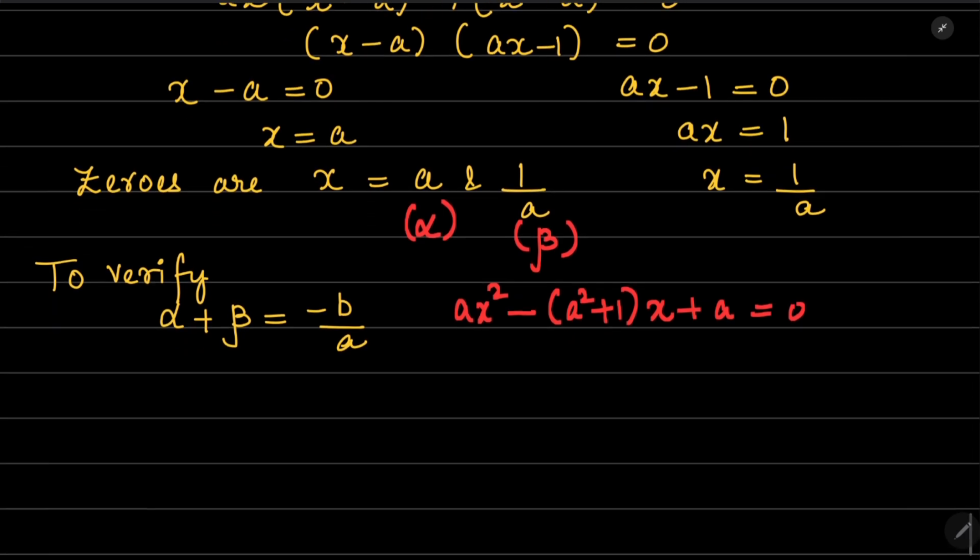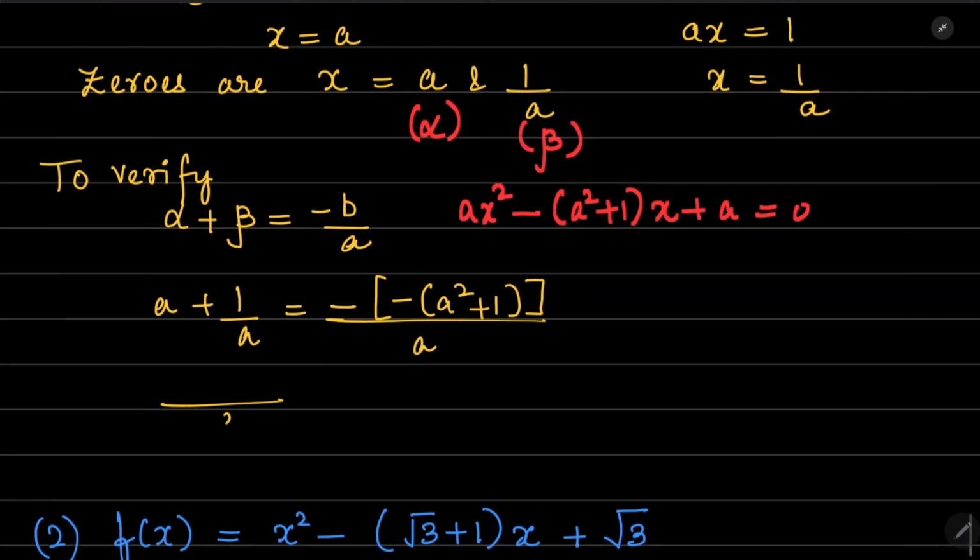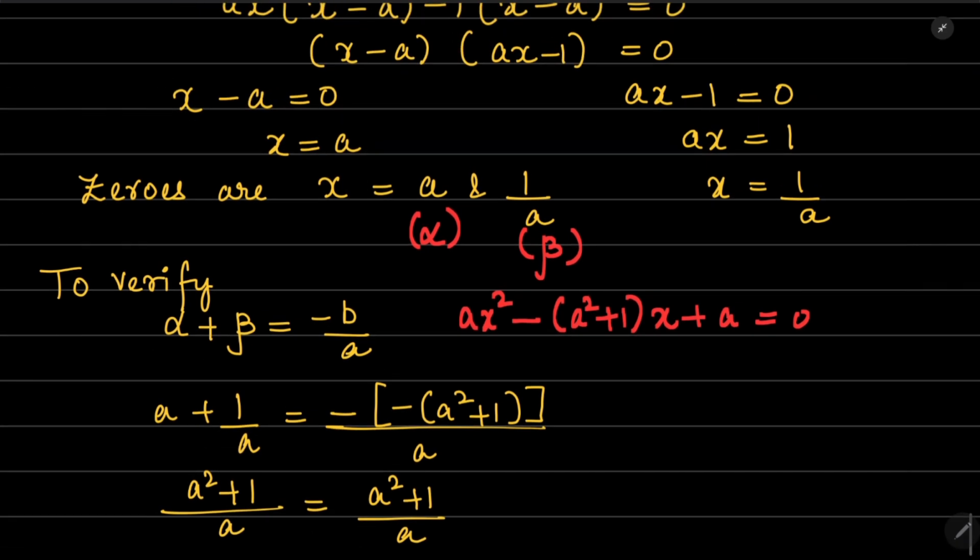Now let us go ahead and write what is alpha. Alpha is your a plus your beta is 1 by a equal to minus of, what is your b? Your b is minus of (a square plus 1). Okay, so minus of (a square plus 1) whole divided by, what is your a? a is the coefficient of x square, which is also a. Okay, so if you take the LCM, you will have a square plus 1 equal to, minus into minus is plus, again (a square plus 1) whole divided by a. So LHS is equal to RHS.